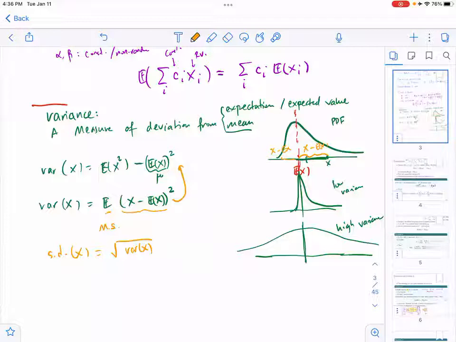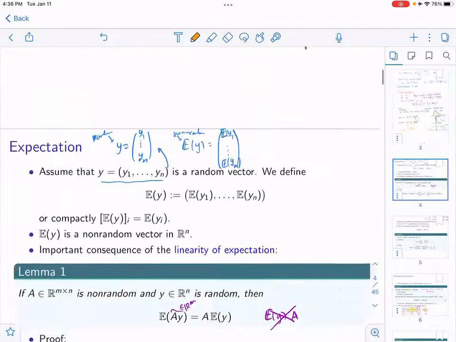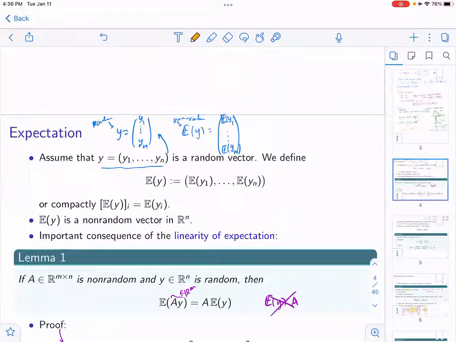So hopefully you all know about these things, right? Everyone remembers what the variance and standard deviation are? Yeah. So now how do we define this? We defined things like expectation, and it was easy to define it for random vectors and even random matrices. Now I want to define the concept of a variance for a random vector. How do you think we should do it?